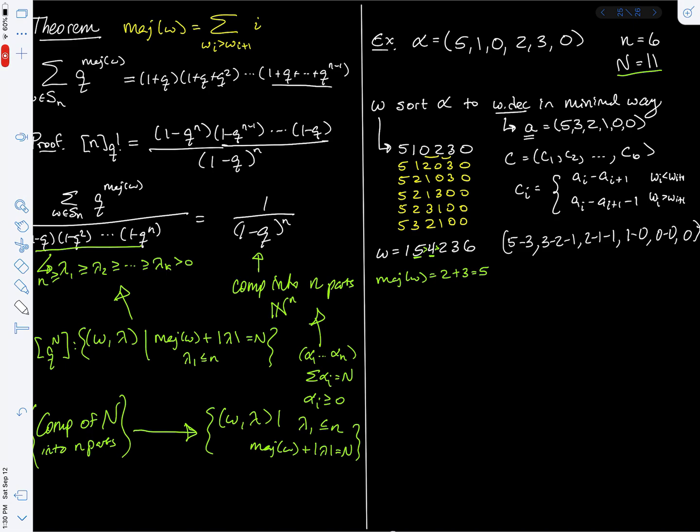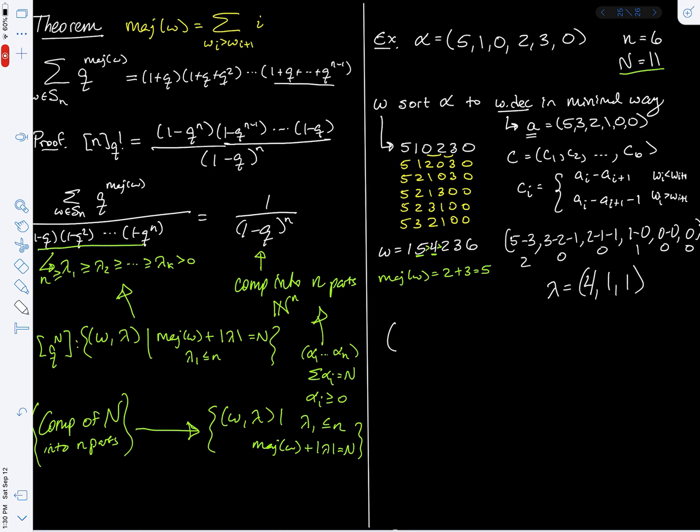So now when I look at this, I say, okay, well, what have I got here? I've got 2, 0, 0, 1, 0, 0. So what is my partition lambda? My partition lambda is going to have 2 1s and a 4. So it's going to equal the partition 4, 1, 1, which indeed has size 6. So the image is going to be the pair 1, 5, 4, 2, 3, 6, comma, 4, 1, 1. That's the image of my map.